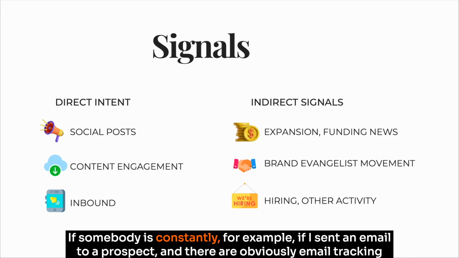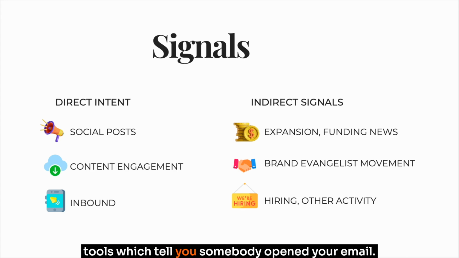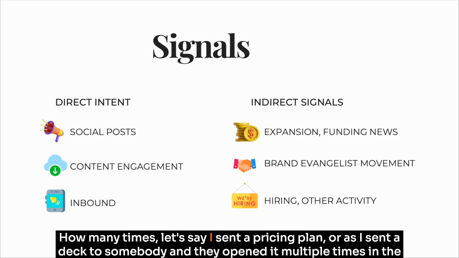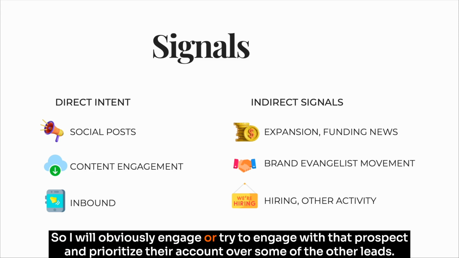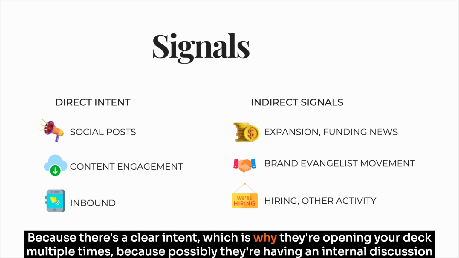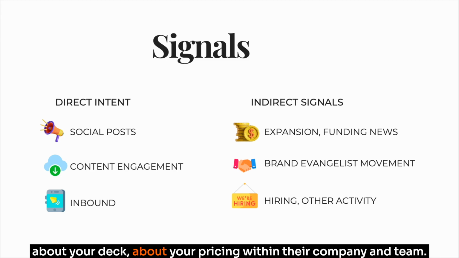If I sent an email to a prospect, and there are obviously email tracking tools which tell you somebody opened your email how many times. Let's say I sent a pricing plan or I sent a deck to somebody and they opened it multiple times in the last few days. That could be a high priority prospect for me. So I will obviously engage or try to engage with that prospect and prioritize their account over some of the other leads, right? Because there's a clear intent, which is why they're opening your deck multiple times, because possibly they're having an internal discussion about your deck, about your pricing within their company and team.